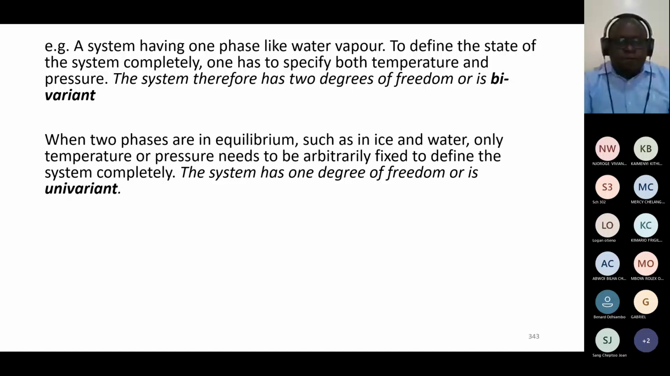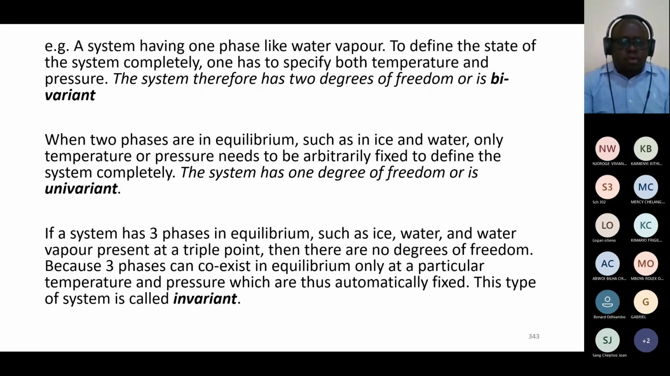Now, when two phases are in equilibrium, such as ice and water, only temperature or pressure, so one variable, needs to be defined for you to be able to describe this particular system. So the system has 1 degree of freedom, and we say that it is univariant or monovariant in certain cases. You can use that interchangeably.